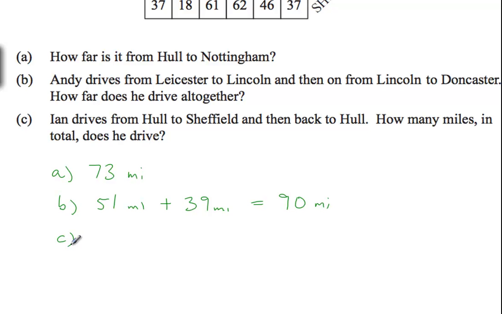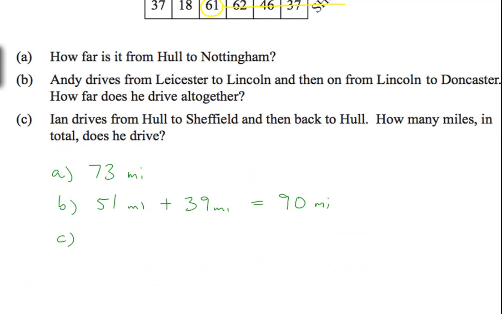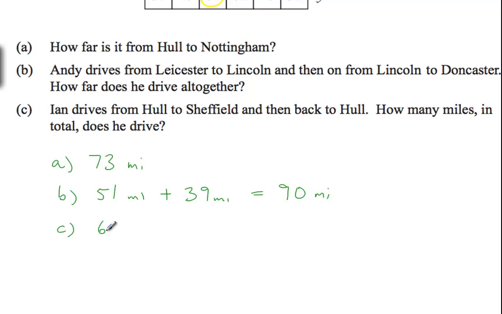C. Ian drives from Hull to Sheffield and then back to Hull. How many miles in total does he drive? He drives from Hull to Sheffield and then back, so he does that distance twice. If we find the distance from Hull to Sheffield, we can just double it to get the answer to C. So Hull to Sheffield, starting here, and we're going all the way down to the one on the bottom. We can see that it is 61 miles. Ian does a 61 mile journey twice, there and back. So the total is 122 miles.